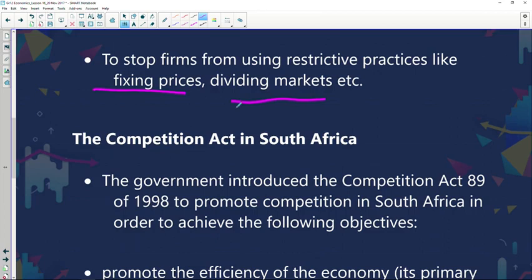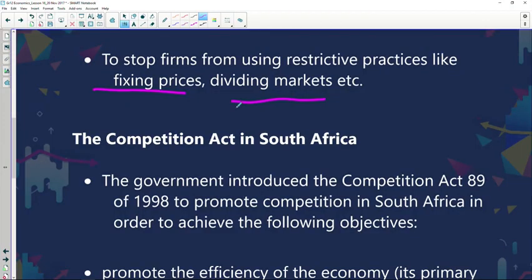And hence, it is important to have such a policy in place in order to regulate and monitor that businesses continue with fair practice, and they don't find themselves in a situation where they end up fixing the prices. There was a huge scandal a few years ago where one big company was caught up in a price fixing scandal, and was fined millions and millions of rands because of this unethical business practice. So it's important for businesses to be transparent in their dealings and not to end up being involved in issues like fixing the prices in the market.